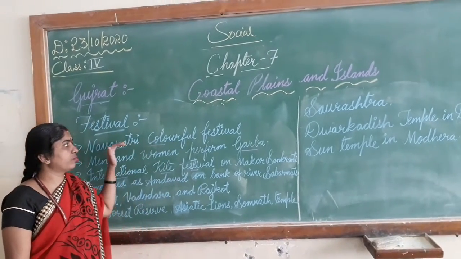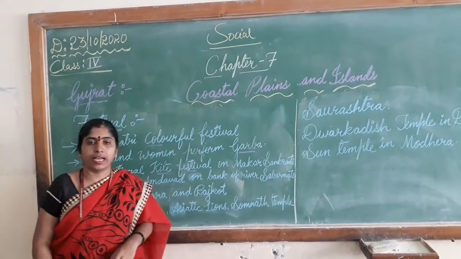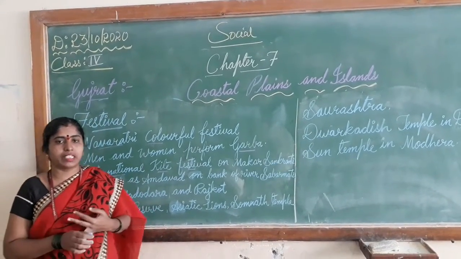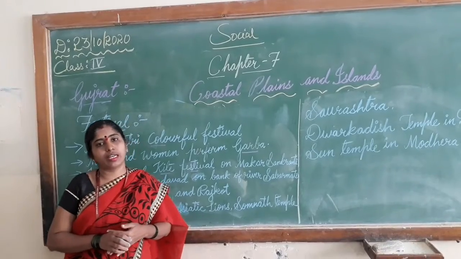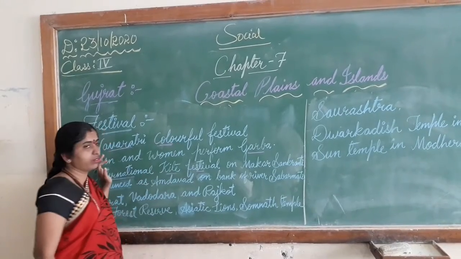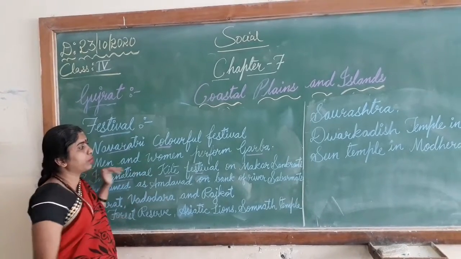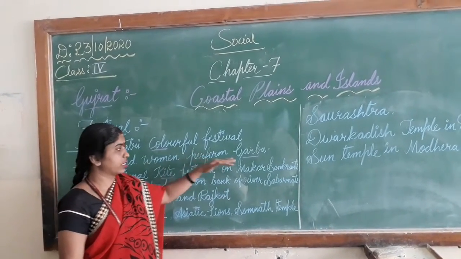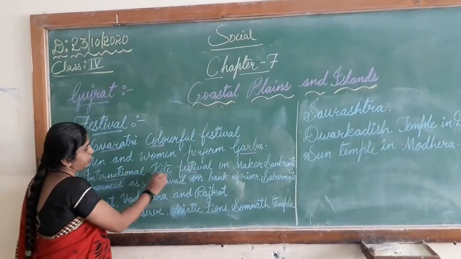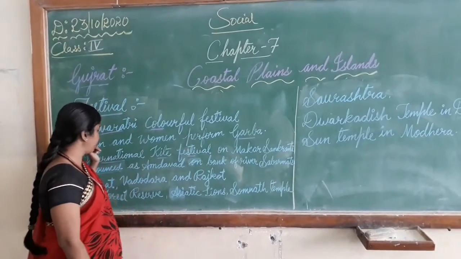So now let's study about the festivals celebrated in Gujarat. Children, as you know, most of the people living in Gujarat are Hindus. So almost all the Hindu festivals like Makara Sankranti, Janmashtami, Holi and Diwali are celebrated along with Navaratri. Navaratri is a colorful festival celebrated in Gujarat, where both men and women perform the Gujarati folk dance, Garba. And the traditional kite festival, celebrated on Makara Sankranti every year, is held in Gujarat.